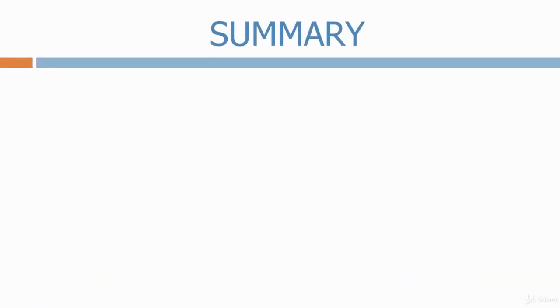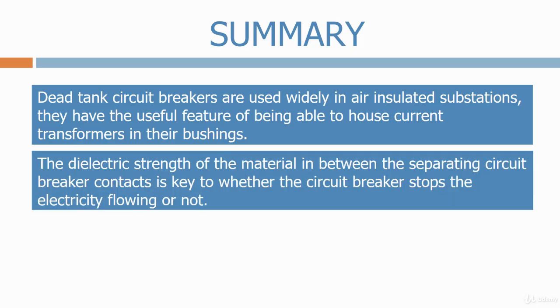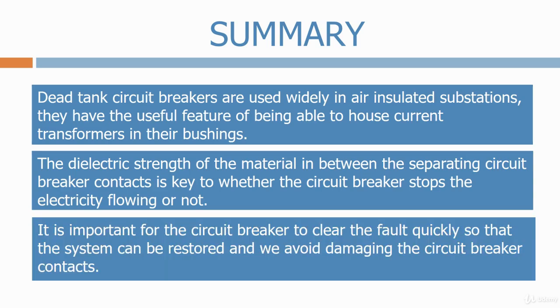Let's summarize what we've learned today. Dead tank circuit breakers are used widely in air-insulated substations. They have the useful feature of being able to house current transformers in their bushings. The dielectric strength of the material in between the separating circuit breaker contacts is key to whether the circuit breaker stops the electricity flowing or not. It is important for the circuit breaker to clear the fault quickly so that the system can be restored and we avoid damaging the circuit breaker contacts.